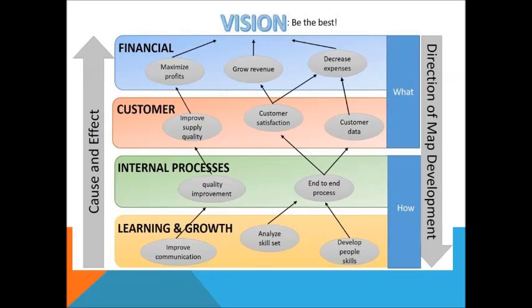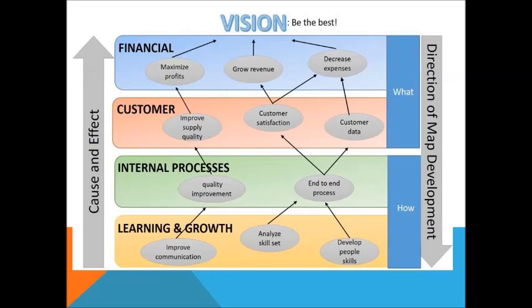Now this is a map, I would say, wherein the entire balanced scorecard has been explained. Here you can see the first one is the finances part, that is how we will understand each and every sector right now. Then the customer, internal business processes, and learning and growth. At the top is the vision, which has to be the best one, and on the right hand side we have the direction of map development, and on the left hand side the cause and effect.